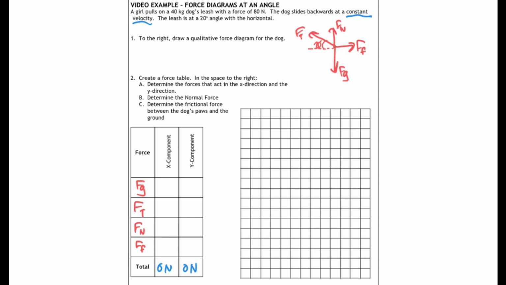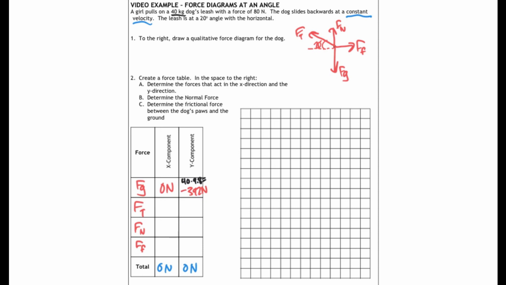Let's go through what I know for each force. I'm given the mass of the dog, 40 kilograms, so I can find its weight, or the force of gravity. Since that acts straight down, there's going to be 0 x component, and the y component is going to be 40 times 9.8, mass times g, which equals 392. Since that force acts down, that's in the negative direction, so it needs to be negative 392.